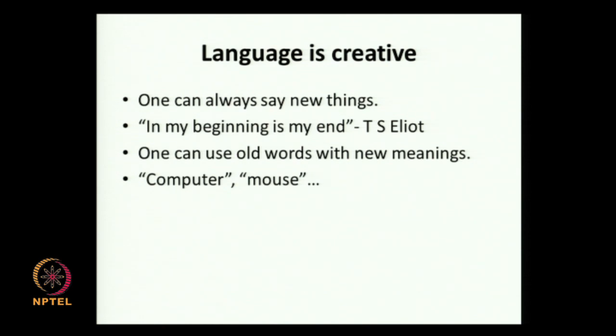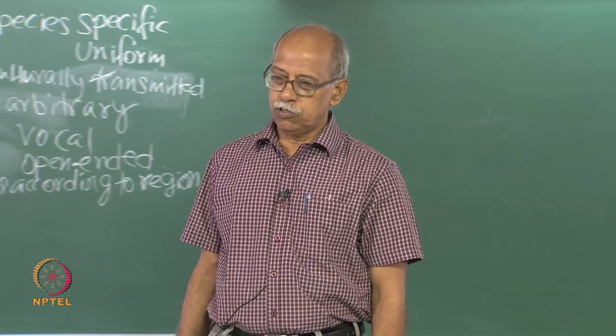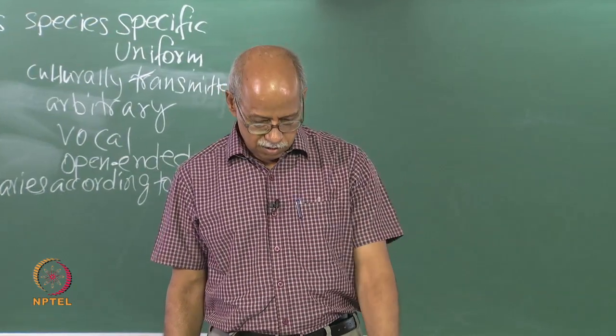How can you have your end in your beginning? But poets can say unusual things. Poets can say new things. And poets can say new things because it is possible for us to say new things in language. Using the same words, we can say things which nobody has said before. Do you agree? Yes, sir. Using the same good old words, the same 5,000, 50,000, 75,000 words, we can always say new things.